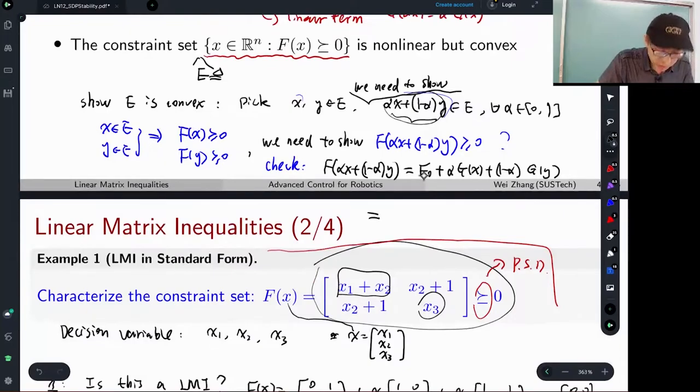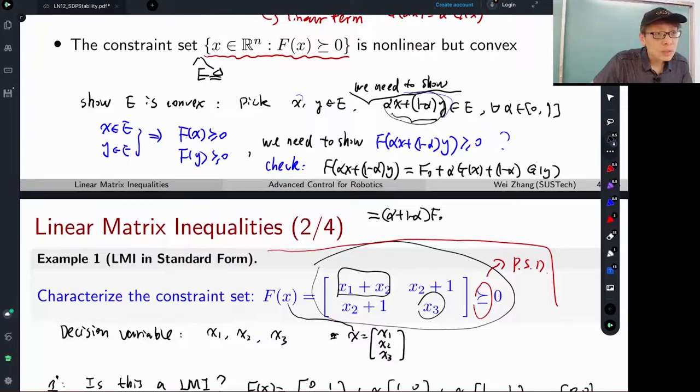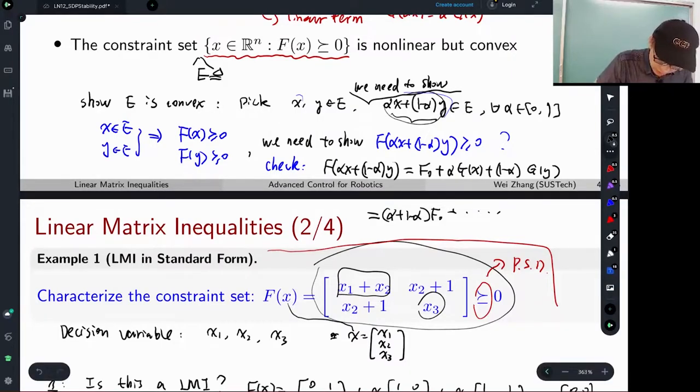Now F0 equals alpha plus 1 minus alpha times F0, so I can factor out. Let me copy that down. This will be alpha times F0 plus G of X, plus 1 minus alpha times F0 plus G of Y.